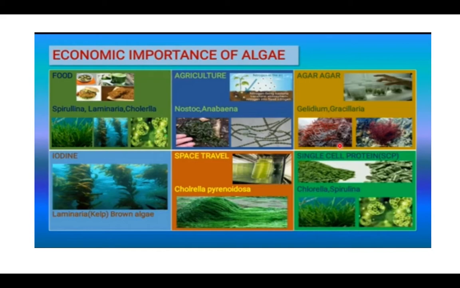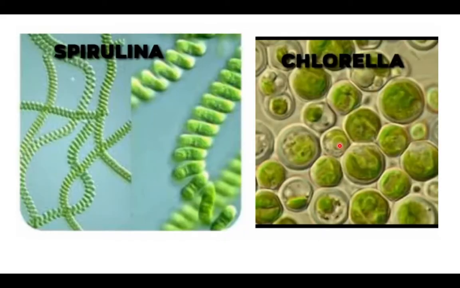And then one more thing, spirulina. I forgot to tell you about this spirulina. Some of the single-celled algae and blue-green algae are used to produce protein. So for the productivity of protein, this spirulina is used. Not only the spirulina, chlorella also is used for productivity of single-celled protein.